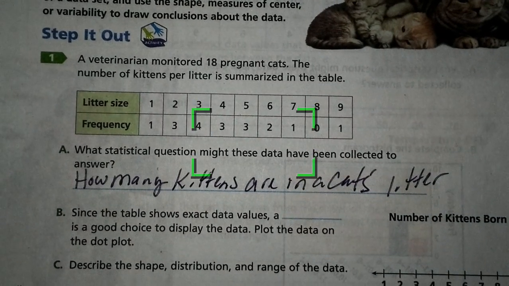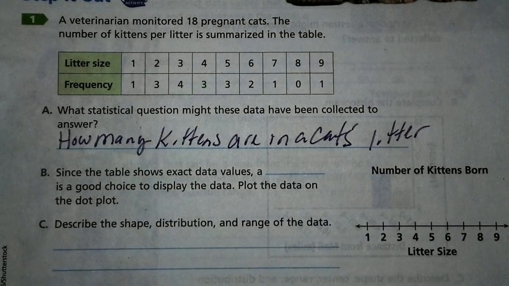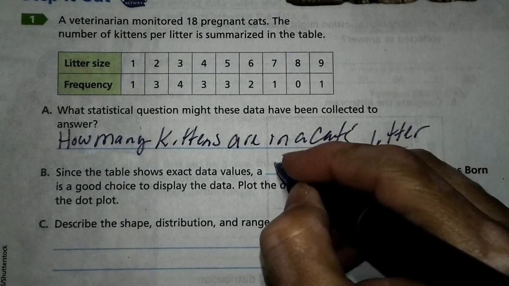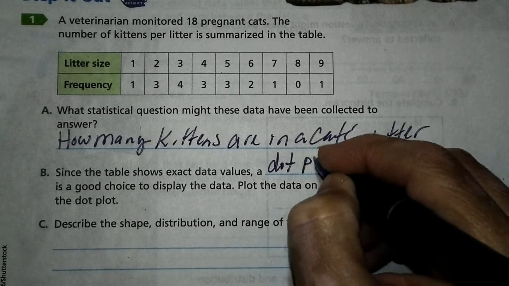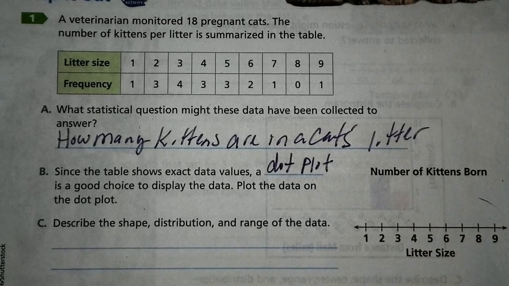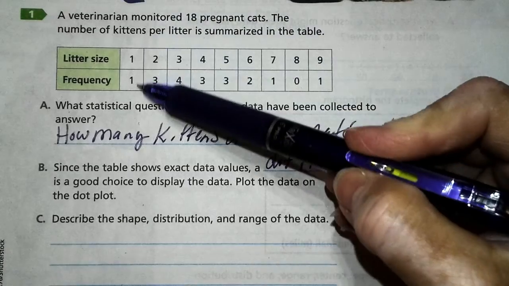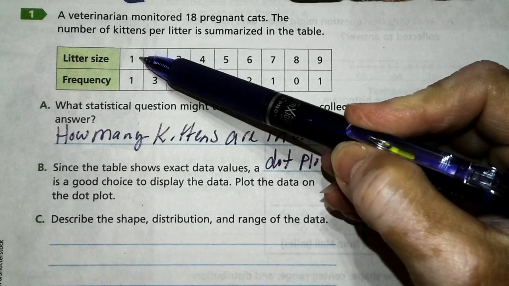All right, so since the table shows exact data values, and as you can see down here, we're going to use a dot plot as a good choice to display the data. Plot the data on the dot plot. All right, so we need to look at this. So this means frequency of this number.